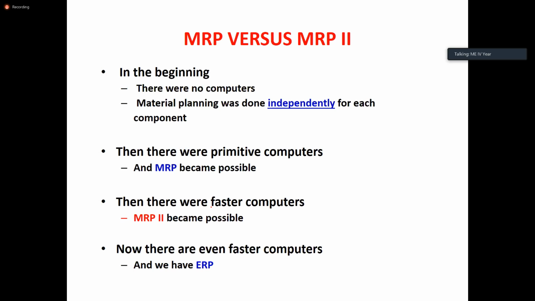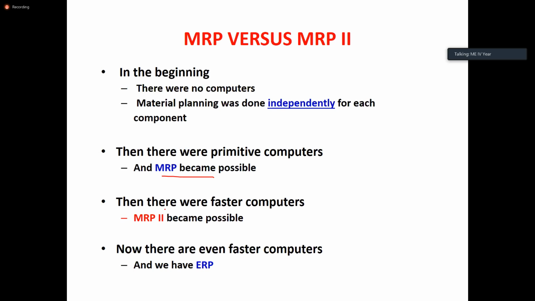Then there were primitive computers and MRP became possible. At the MRP stage, you can monitor the material status. Complete automation is not possible, but you can monitor how much material there is, how much process has been done, and where my semi-finished product is. All those things we can see and control in MRP.